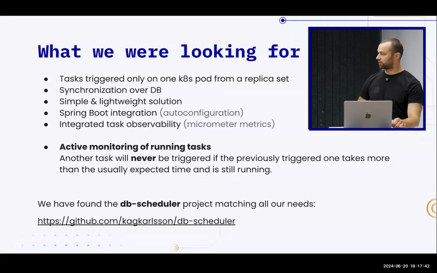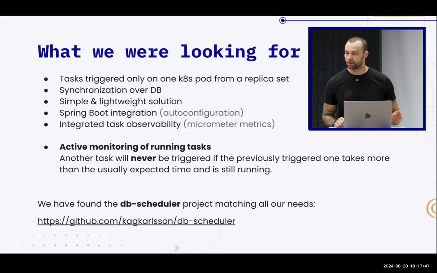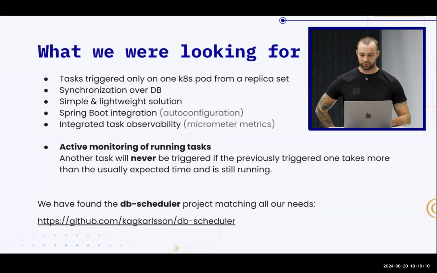And probably the most crucial requirement for us was active monitoring of running tasks. Basically, that means that we must be 100% sure that a new execution will never be triggered in case there is still an active execution. Under some circumstances, when there is higher load and so on, some of the jobs could take more time than expected. In that case, we must be really 100% sure that no other execution will check the data or transform some data for us.